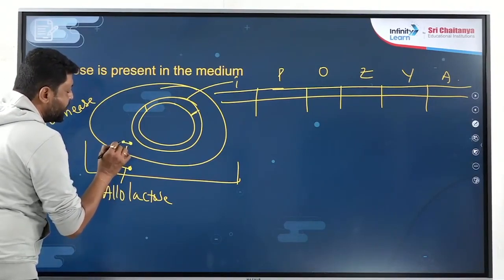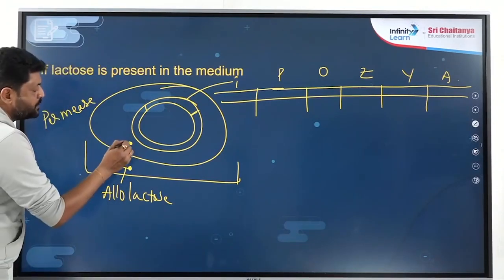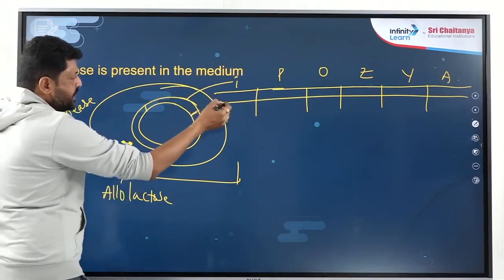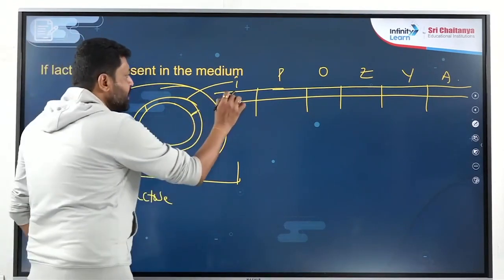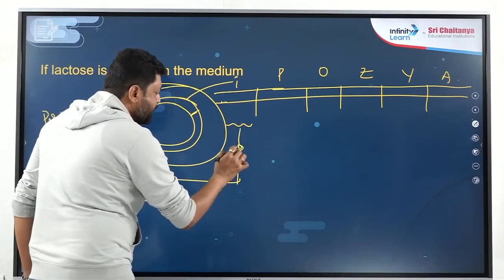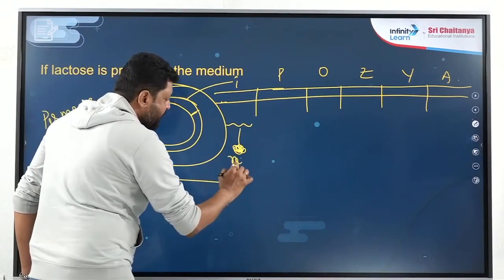Was it clear? This is the disaccharide, glucose plus galactose, which is why I am drawing the picture like this. Now the situation is what happens regularly: the regulator gene is producing mRNA, and that mRNA produces the repressor protein.